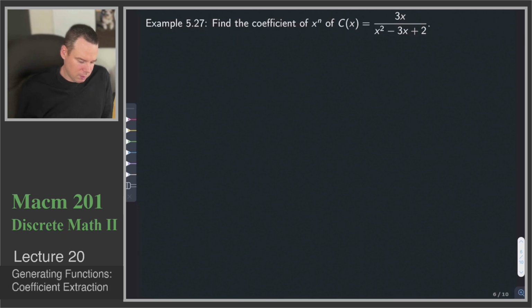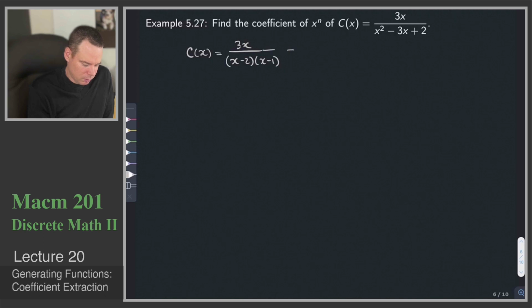So let's have a look at an example. How are we going to do this in practice? We want to find the nth coefficient of c of x. So the first thing to note is c of x can be written as x minus 2, x minus 1. We want to know the nth coefficient. What I'd like to do is split it up into the sum of two pieces. This is the partial fraction decomposition step.